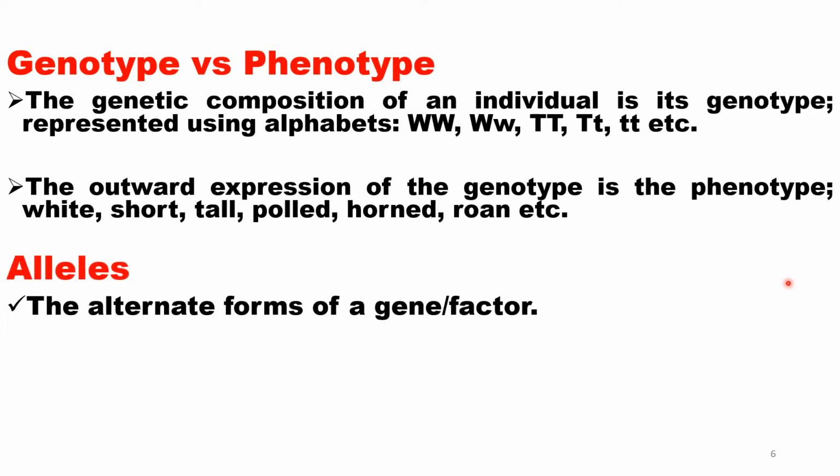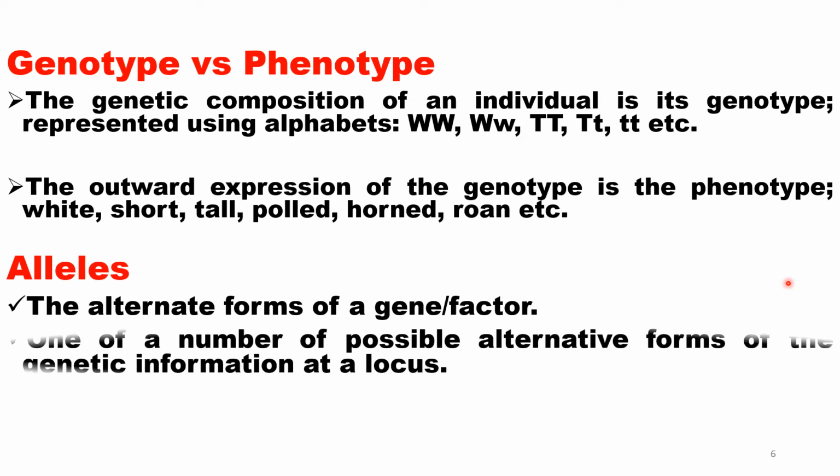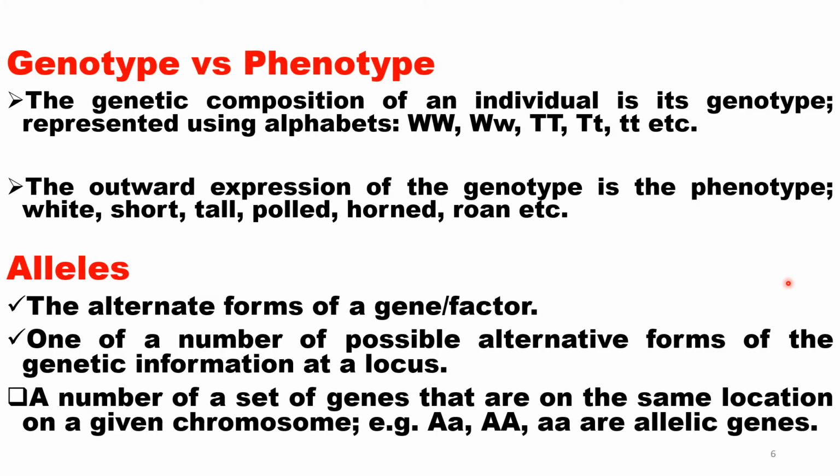Alleles. Alleles are the alternative forms of a gene or a factor. It could also be looked at as one of a number of possible alternative forms of the genetic information at the gene locus. A set of genes that are on the same location on a given chromosome is also said to be allelic to that gene. So these are allelic to a gene represented by capital A, and also its recessive form, small a.